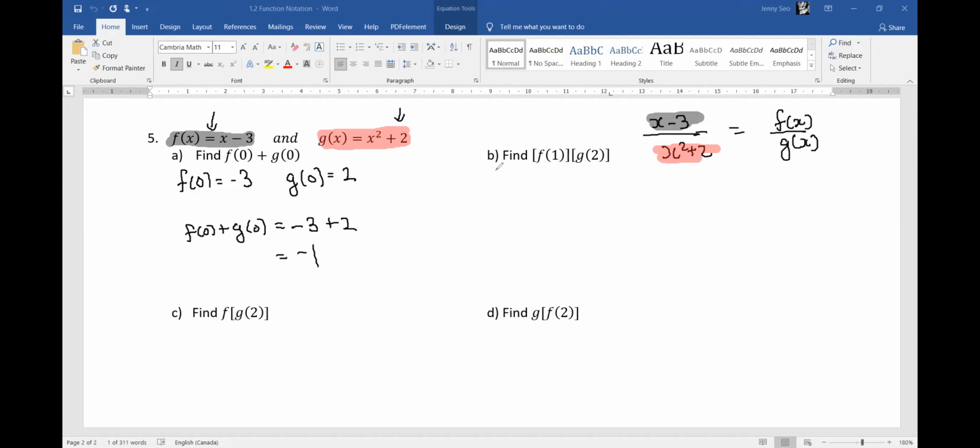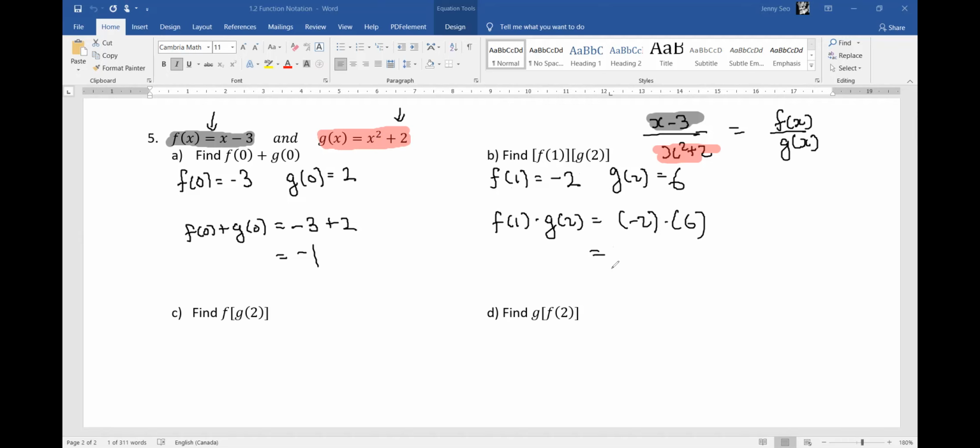Not just the numbers. Let's find f of 1 first, which is? You don't need to. Find me f of 1 and find me g of 2. f of 1 being 1 minus 3. Good. And g of 2 is 2 squared plus 2, which is 6. f of 1 times g of 2 is the same thing as saying negative 2 multiplied by 6.